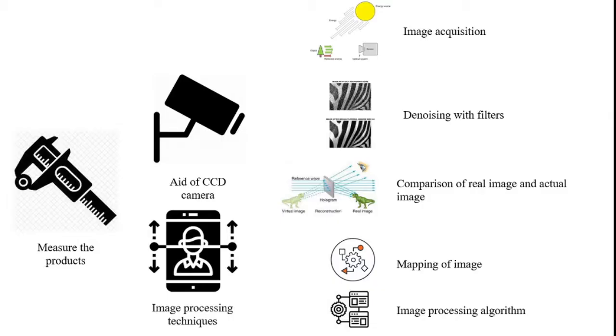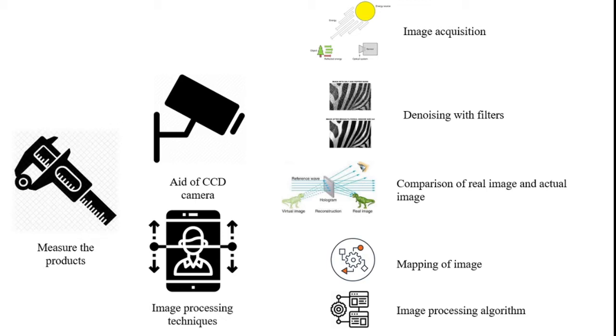Here, how we utilize machine vision concepts in industries means for measuring the product, meaning the geometrical nature of the product, with the aid of a CCD camera and image processing techniques. The image processing technique generally includes image capturing, image acquisition, denoising with filters, comparison of real image and actual image, mapping of image, and image processing algorithm. These are all the things followed in the machine vision process for measuring the components.